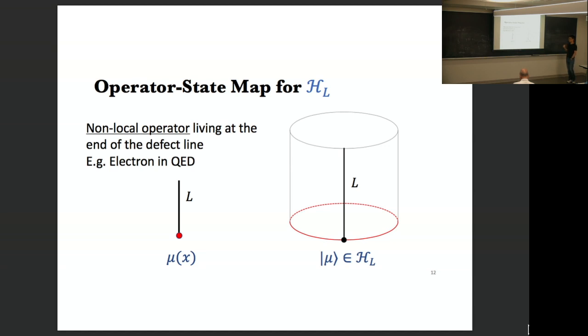We actually encounter such point-like operators already in QED. The electron in QED is not a gauge invariant operator, so therefore it cannot exist in isolation. But the correct way to think about the electron is that it's attached to a Wilson line. The Wilson line is not topological, so the analogy stops there. Although in some cases the Wilson line could be topological, but not in 4D QED.